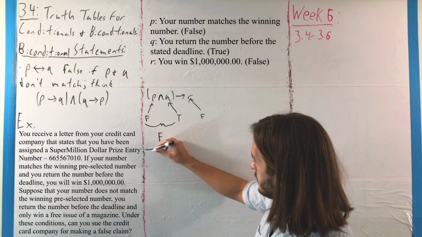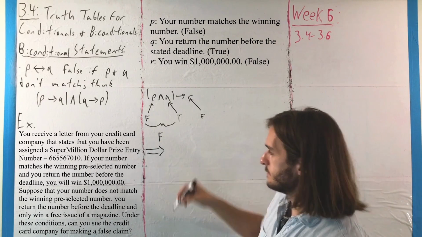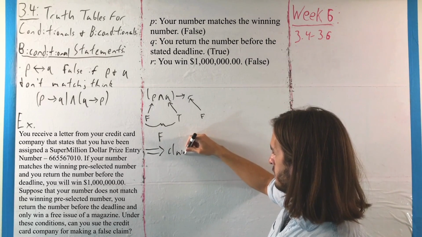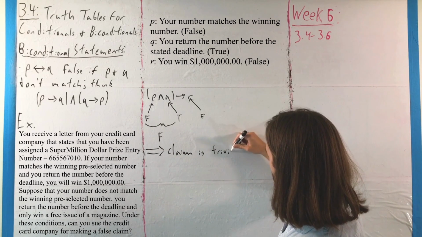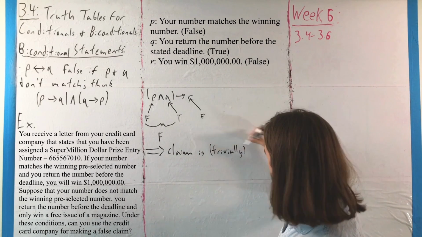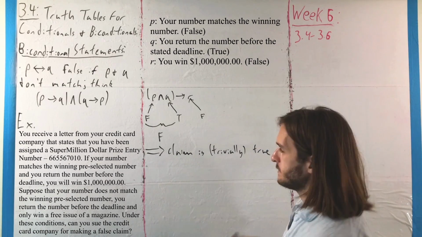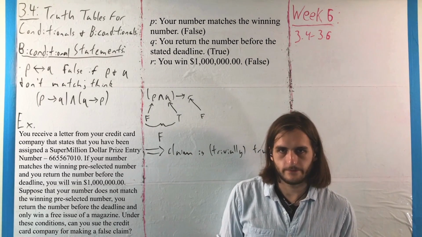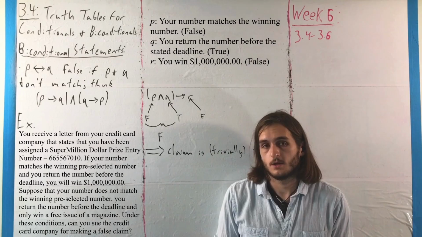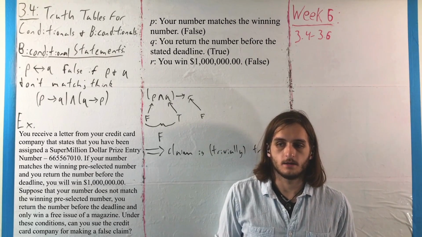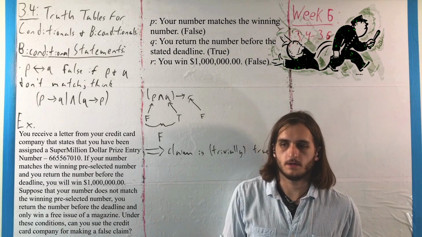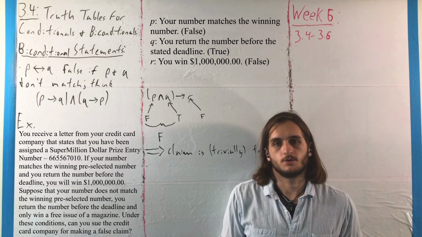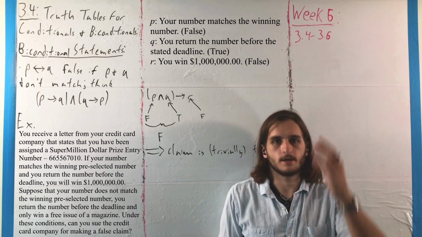So, this claim, in this case, is trivially true. Which means, unfortunately, that you won't be able to sue the credit card company, and you won't be able to pass go, and you will not be able to collect your $1 million. Not even $200. You just get a magazine.